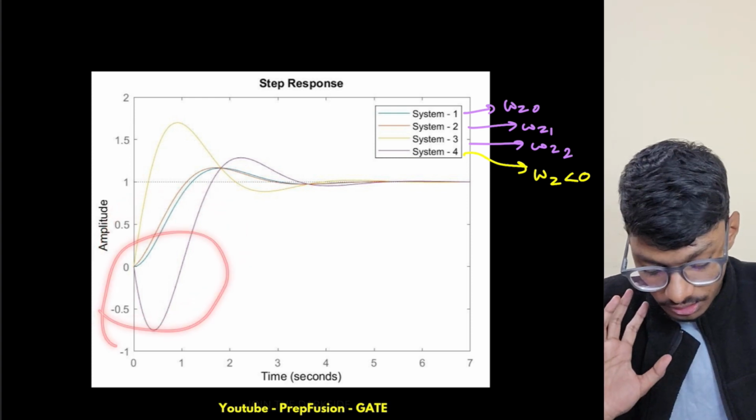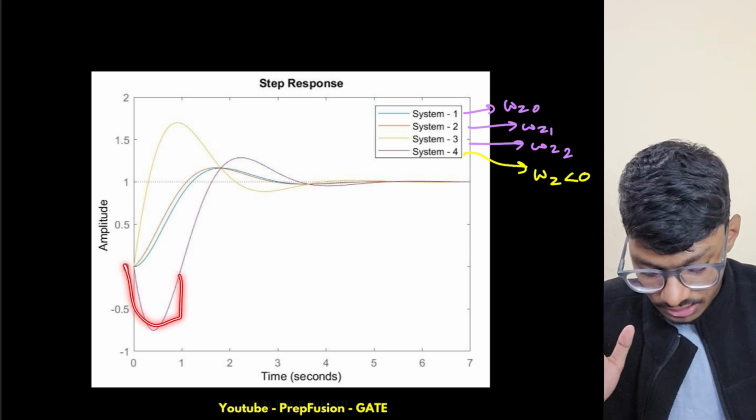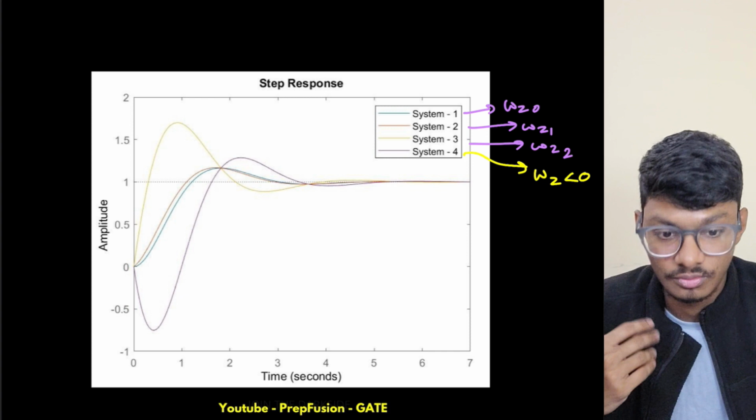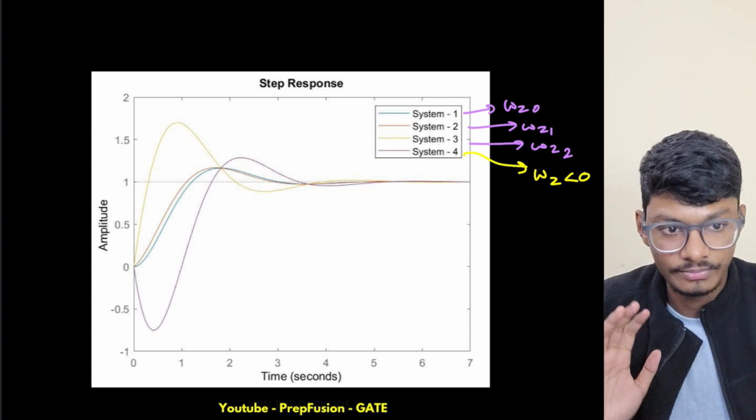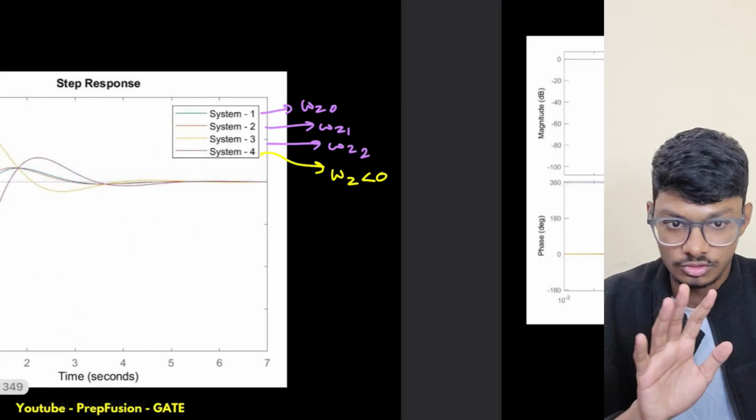This is not something we want, okay. This is not desired, that my direction will change, the response will go negative. We don't want this, okay. So obviously we avoid adding right hand zeros, okay. So yeah, in the closed loop pole I'm talking about.